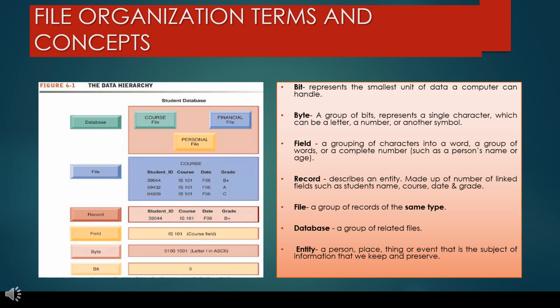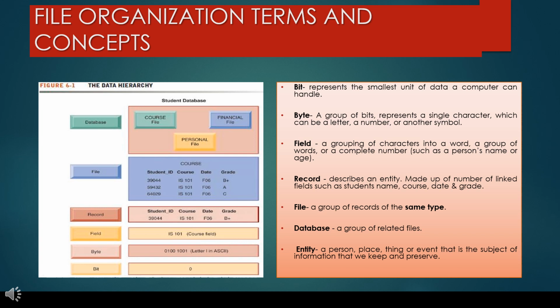A group of related fields such as student's name, the course taken, the date, and the grade comprises a record, and a group of records of the same type is called a file. A group of related files makes up a database. The student course file illustrated here could be grouped with files on students' personal histories and financial backgrounds to create a student database. Now, a record describes an entity.